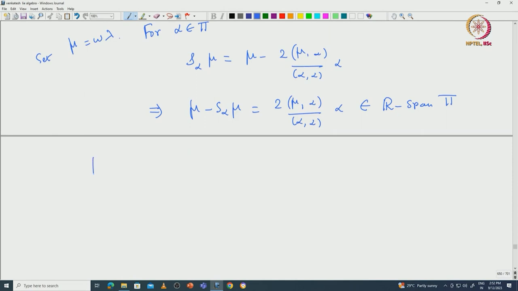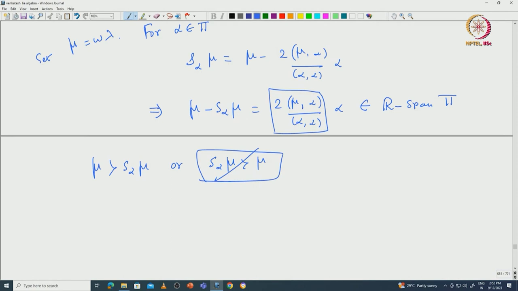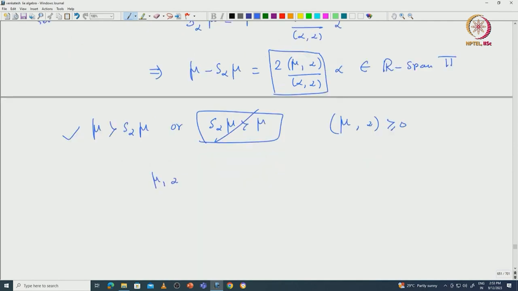So that means either mu will be greater than S alpha of mu or S alpha of mu will be greater than mu. That depends upon the value of mu alpha, which will be either non-negative or non-positive. But the second case cannot arise because mu is chosen to be maximal among all the W orbit of lambda. So only the first case can arise. That forces mu alpha to be greater than or equal to 0. So that proves mu alpha is greater than or equal to 0 for all alpha inside pi.